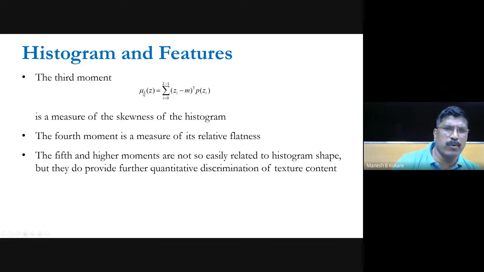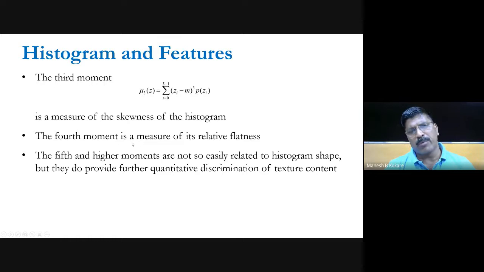Then the third moment. If you consider n equal to 3, the formula remains the same because that is standard, and this measures the skewness of the histogram. Whereas the fourth moment, if you consider n equal to 4, is a measure of its relative flatness. So you can obtain the first, second, third, fourth moment, up to the seventh moment, and those features can be used as textural features. The fifth and higher order moments are not so easily related to the histogram shape, but they do provide further quantitative discrimination of the texture content, right?